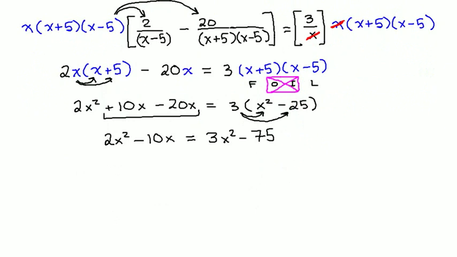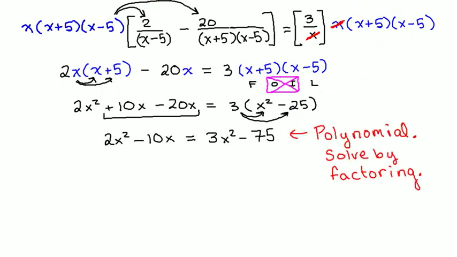Because this is a polynomial equation, I'm going to solve by factoring. So because I'm solving this by factoring, my next step will be to move all the terms to one side. I'm going to choose to move these to the right because that's where I will get a positive x squared term. And this negative 10x doesn't have any terms to combine with, so in this case I prefer to think of it as just moving it across the equal sign and changing its sign.